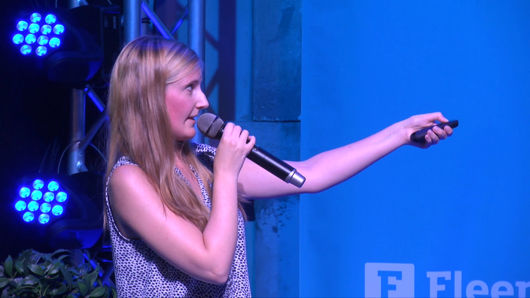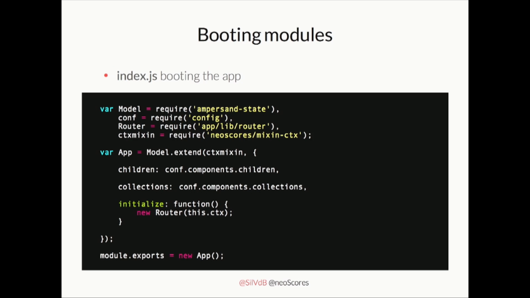The app here is, as you can see, an ampersand state, and that's in fact very similar to a Backbone model. So our app is a model, and that model has children and collections. Collections are groups or arrays of models.